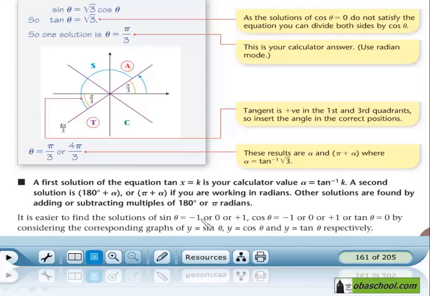It is easier to find the solutions of sine theta equals minus 1 or 0 or 1, cosine theta equals minus 1 or 0 or 1, or tan theta equals 0 by considering the corresponding graphs of y equals sine theta, y equals cosine theta, and y equals tan theta respectively. So, you use the calculator when the constant is different than these special numbers. Sine theta is minus 1 when the angle is 270 degrees. Sine theta is 0 when the angle is 0 or 180 degrees, and so on. These special cases are already known to us. We do not need to use the calculator.